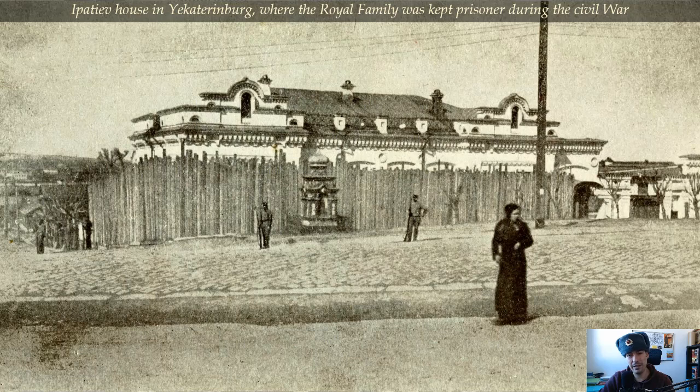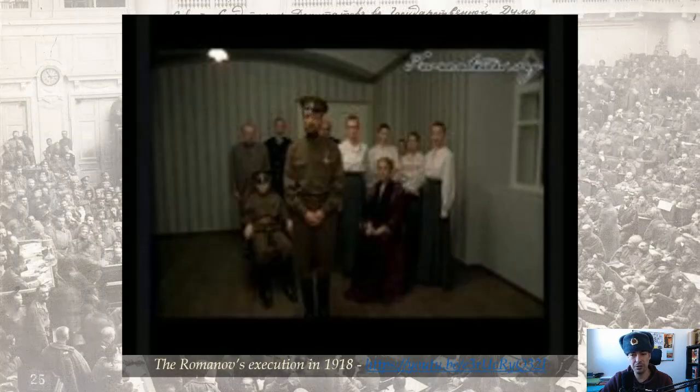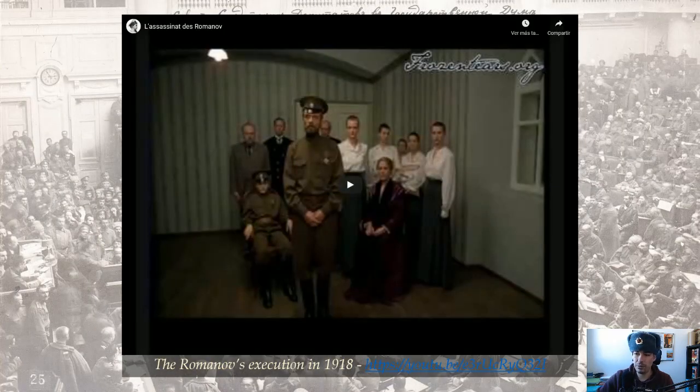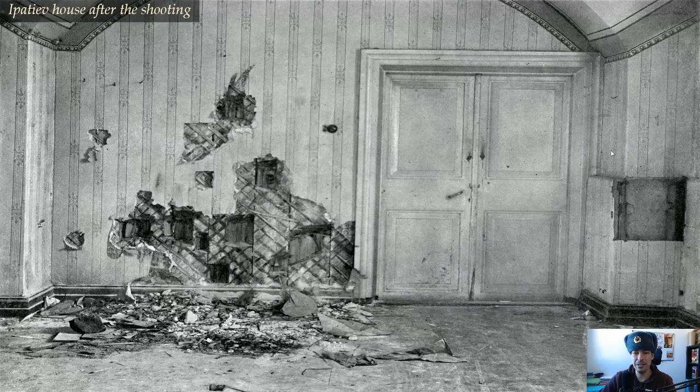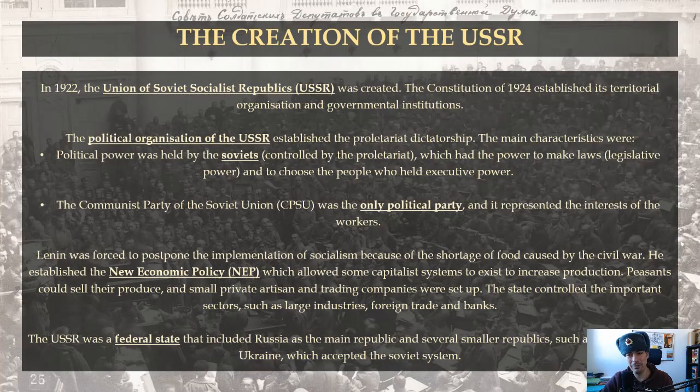This is the Ipatiev house in Yekaterinburg, in Russia, where the royal family, the Romanovs, were kept prisoners during the Civil War. The Bolsheviks moved them there because of the advance of the White Army. They were shot because the White Army was very close to this city, so to prevent them from being rescued, they killed them all. And that was the end of the Romanov dynasty.